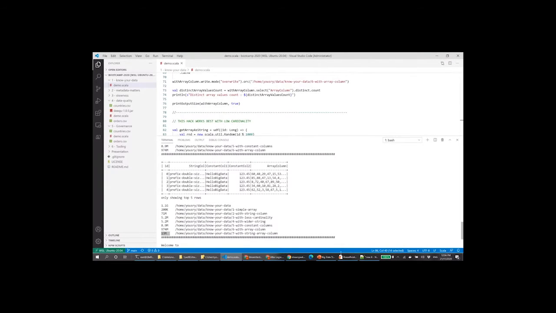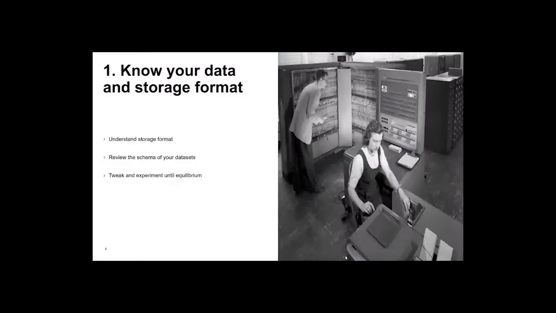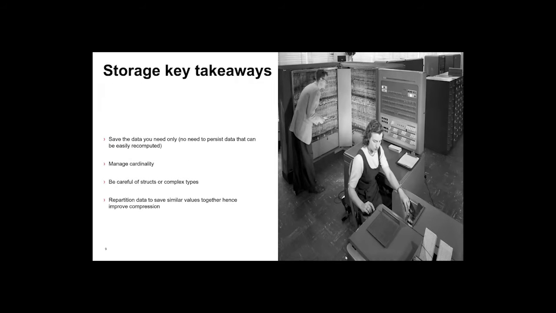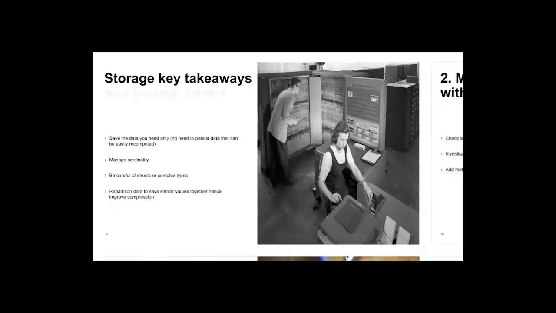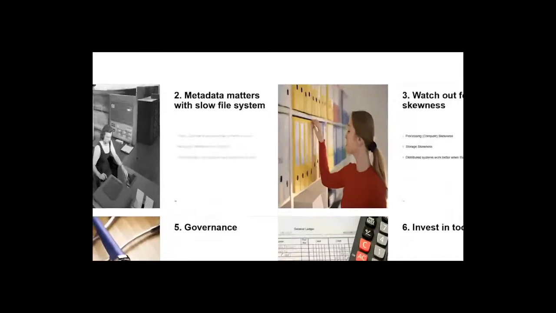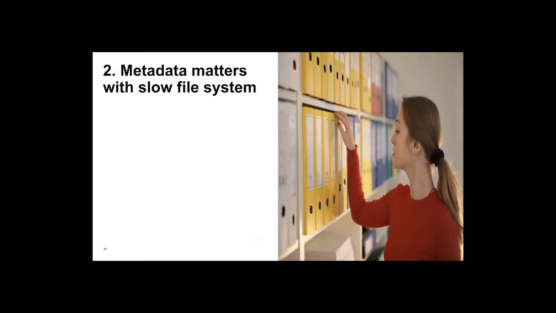Okay. So I think this was the first step about storage and columnar data format. And this is something around some key takeaways here: cardinality and knowing your data types and stuff like that. Just wrapping up most of the ideas in that Scala script. Let's go to the next idea here, which is about your file system.